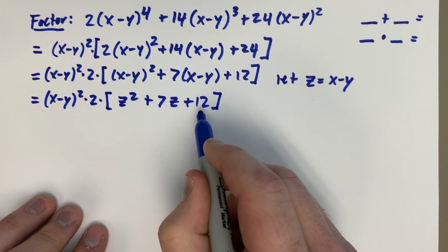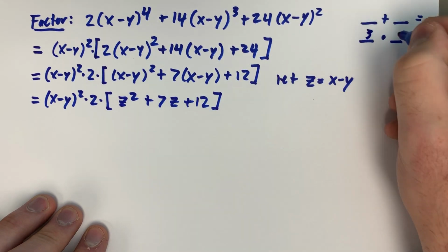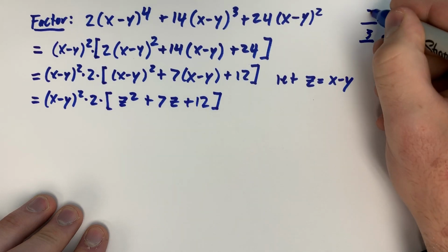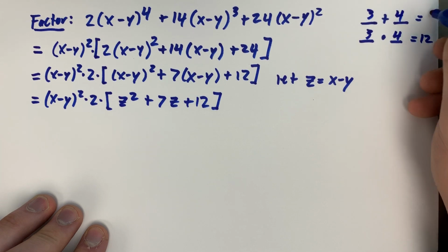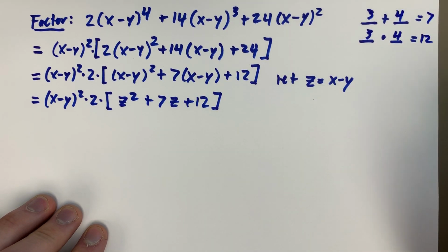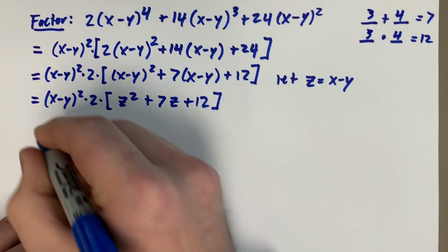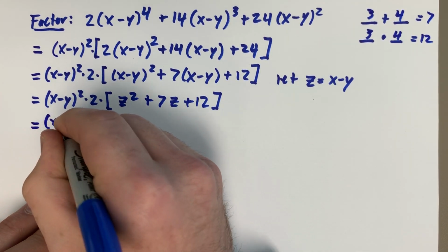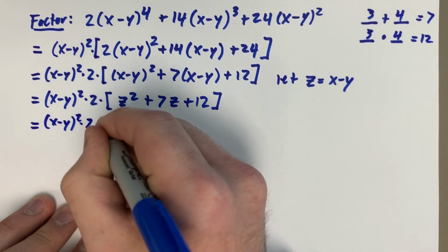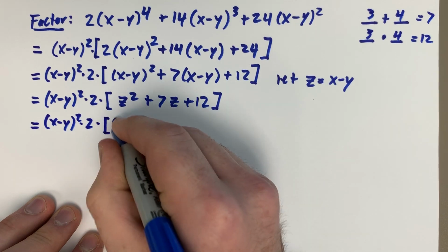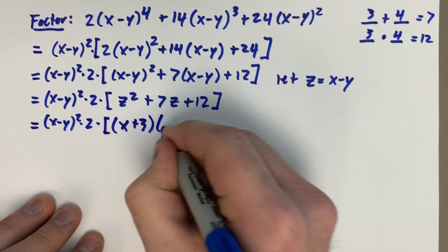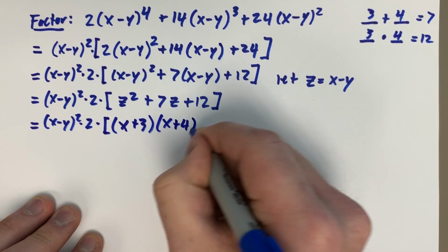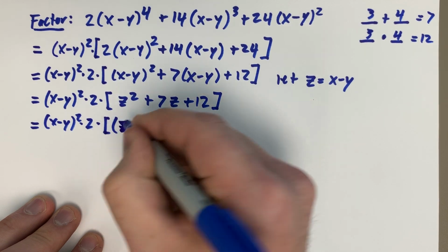So those multiply to 12, and they also add to 7. So we have 3 times 4 gives us 12, and we have 3 plus 4 gives us 7. So we're in good shape with that. We can factor this, therefore, as, well, we're going to carry this along for the ride. This factors nicely as z plus 3 times z plus 4. Oh, sorry, not x, it would be z, my bad.